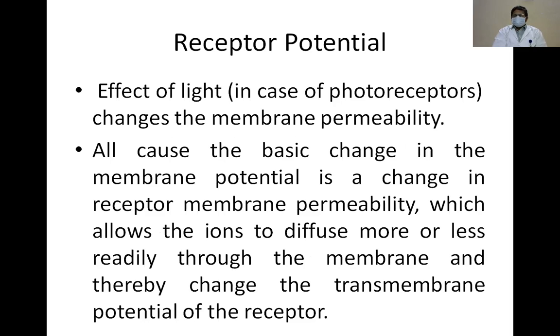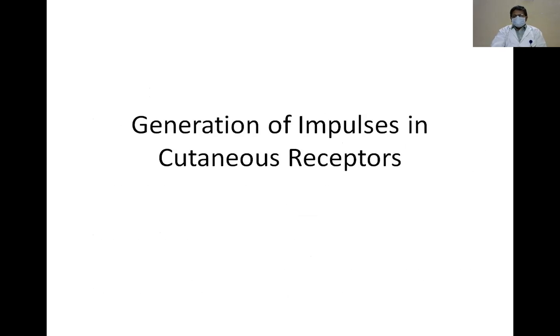All these cause the basic change in the membrane permeability, which allows the ions to diffuse more or less rapidly through the membrane, thereby changing the transmembrane potential of a receptor. Then comes the generation of the impulse in the cutaneous receptor.